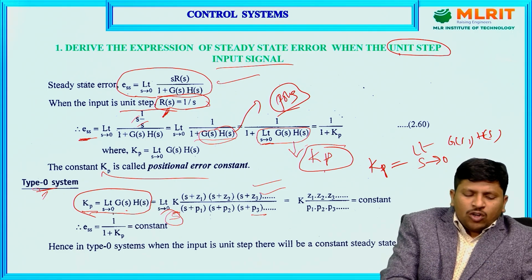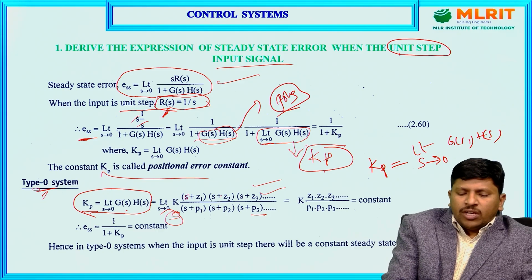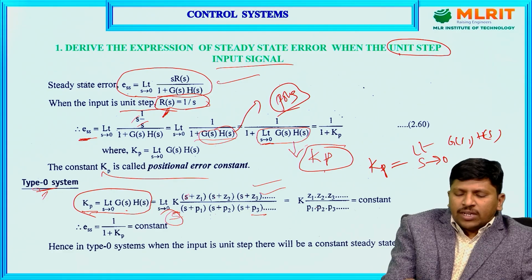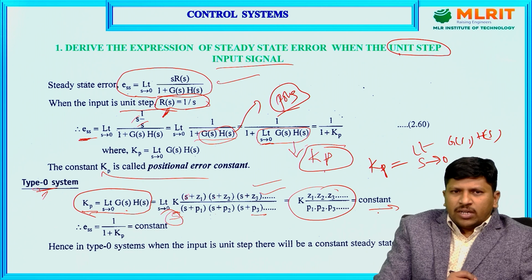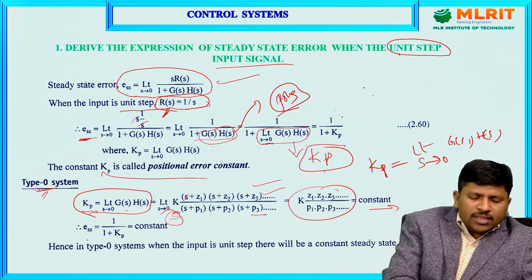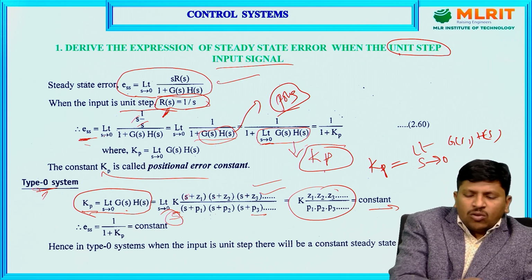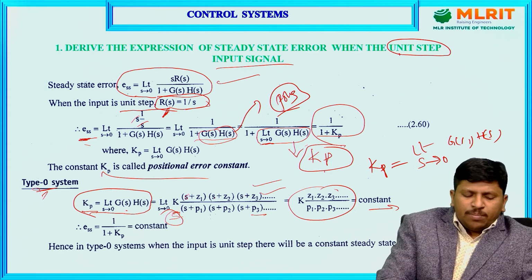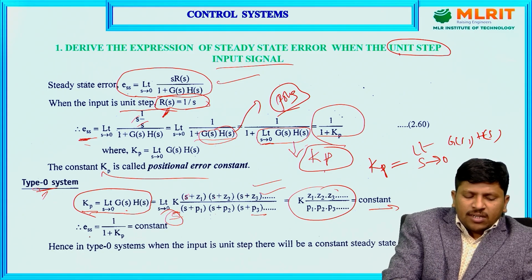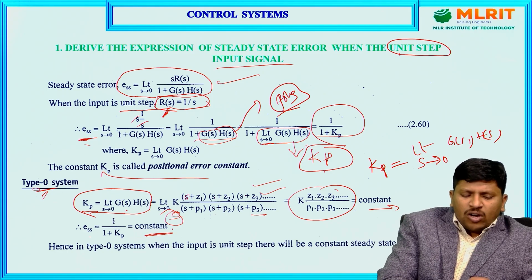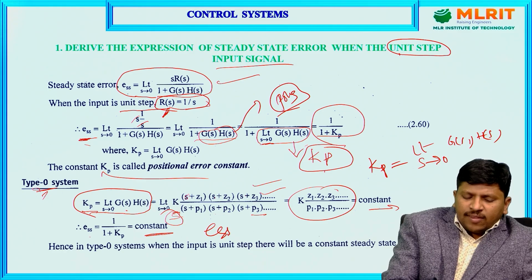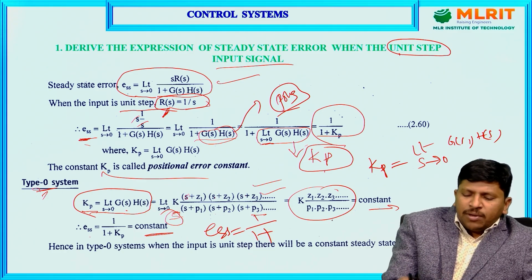Here, substitute s equals 0, all the places of s are 0, and you will get K times Z1 Z2 Z3 divided by P1 P2 P3. So this complete value is nothing but a constant, right? So steady state error, we know that ESS equals 1 by 1 plus Kp. Here ESS equals 1 divided by 1 plus Kp, where the value of Kp is constant.